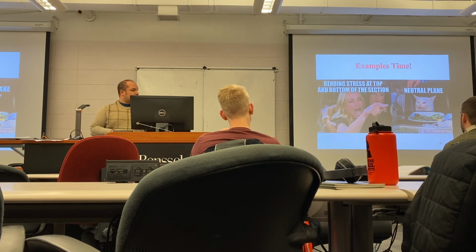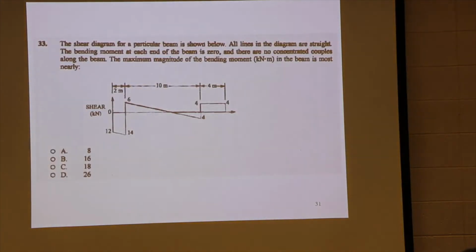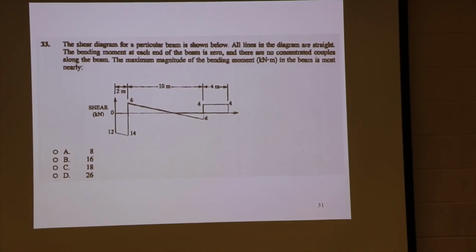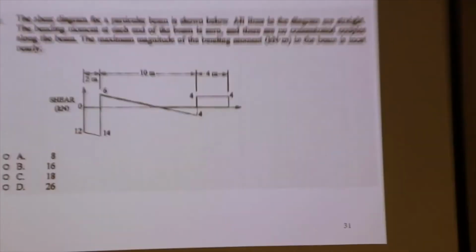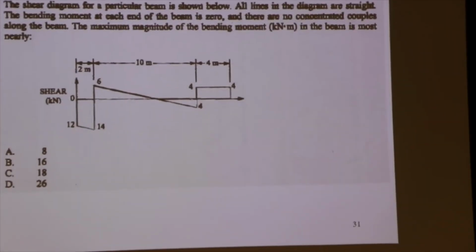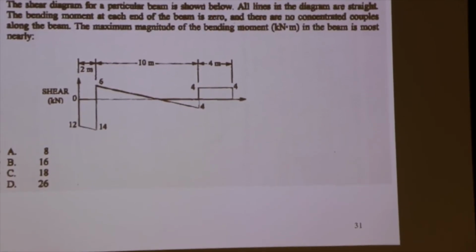All right, let's start. The shear diagram for a particular beam is shown below. All lines in the diagram are straight, the bending moment at each end of the beam is zero, and there are no concentrated couples along the beam. We are giving you the shear force diagram, and we want the maximum bending moment.